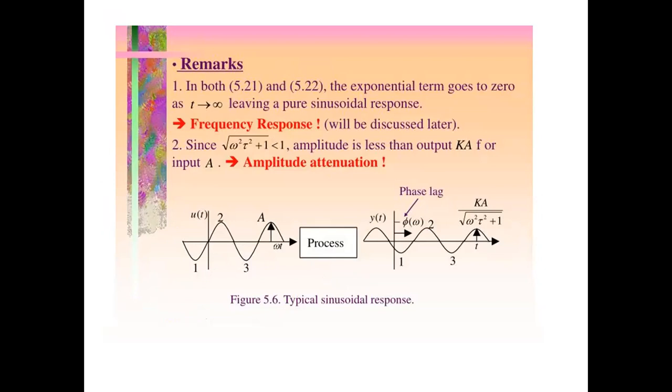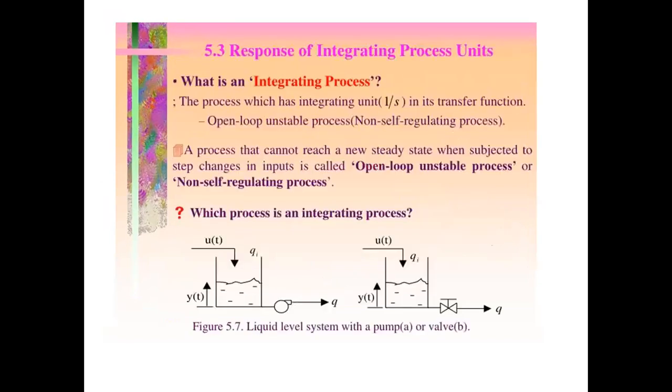Since 1/√(ω²τ² + 1) is less than 1, the amplitude is less than the output Ka for the input A. So we'll have an amplitude attenuation. So this process will be going up over on it.